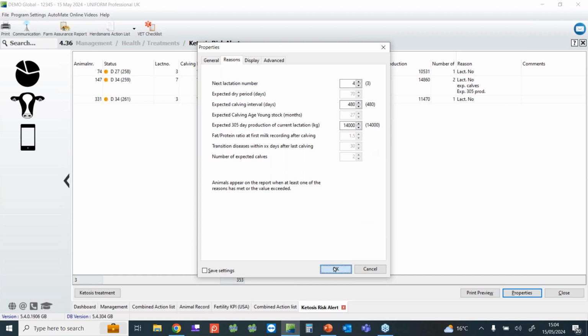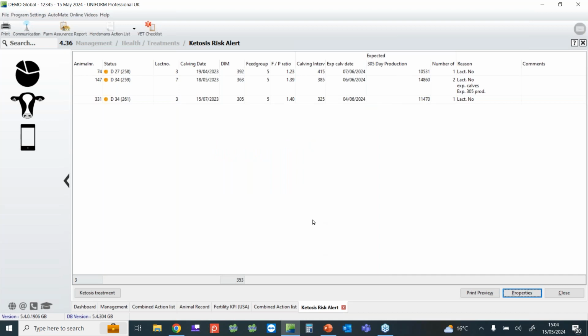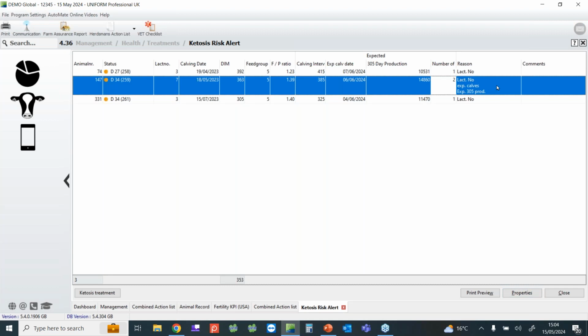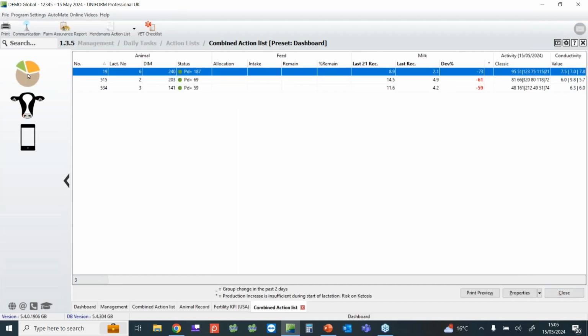So let's cancel that. We can see there the second cow, she's on there because of the lactation number. She's on her 7th lactation. She's also got twins as well, which could be a reason, and her expected 305 production is higher than the level that we've put in. So let's close that and go back to the dashboard.